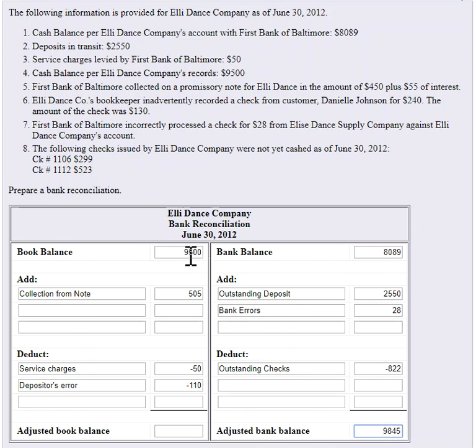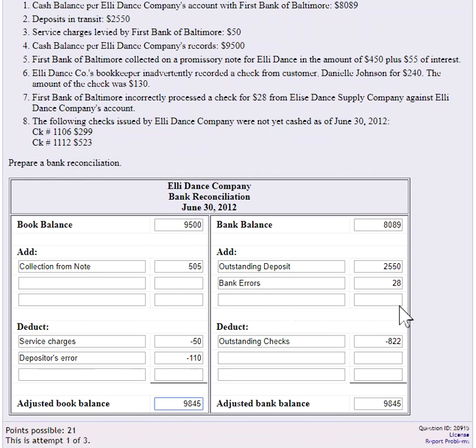And if we do the same on the book side, book balance of 9,500 plus 505 minus 50 minus 110, we should get an adjusted book balance of 9,845. That's a good way to double check your work before you submit anything, because my adjusted book balance has to equal my adjusted bank balance.